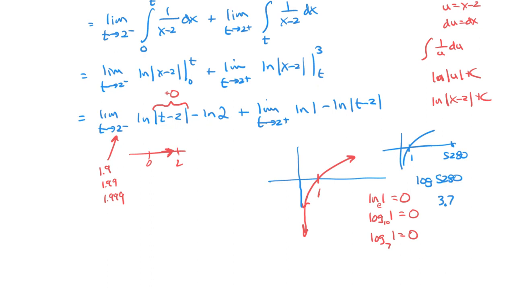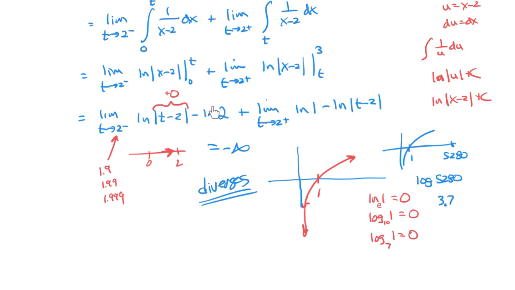So at this point we can say it equals negative infinity, which means it diverges, okay? And this whole thing diverges. We can stop at that point. And it doesn't matter what happens over here. None of this even matters. If any part of this diverges, the whole thing diverges.